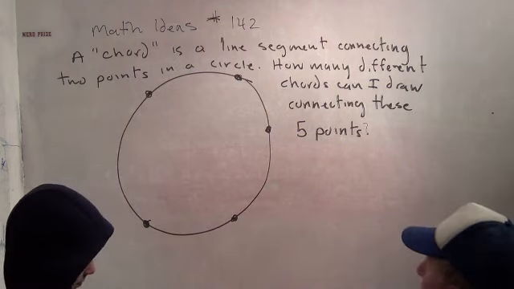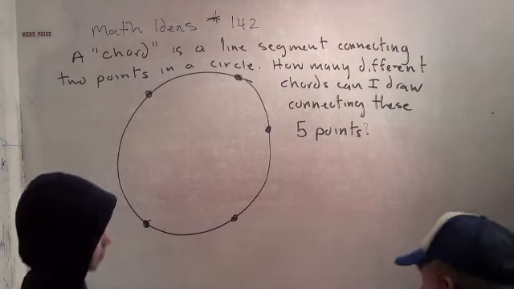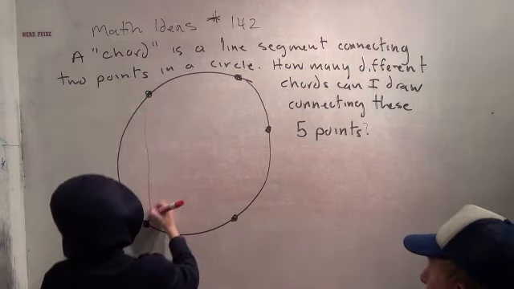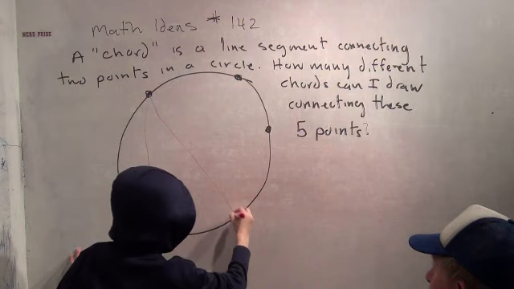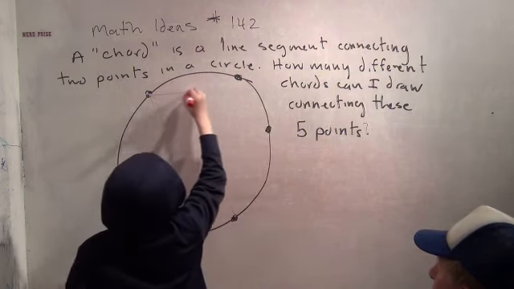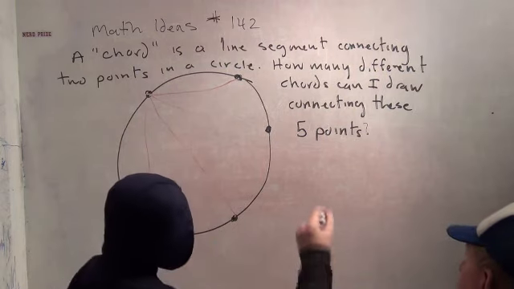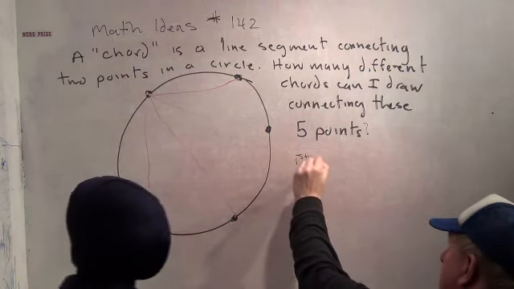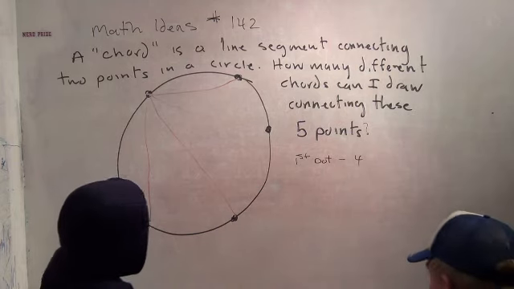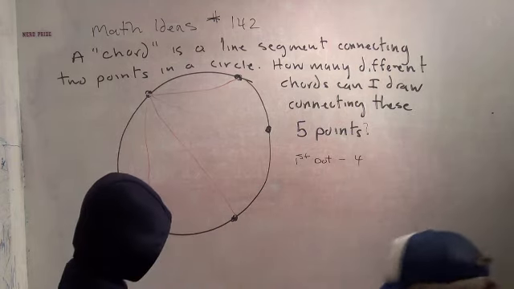So what color marker do you got there? I got red. Okay, what dot do you want to start at? That one. Okay, go ahead. Start. See how many you can draw. One, two, three, four. Okay, awesome. So from the first dot, there were four.